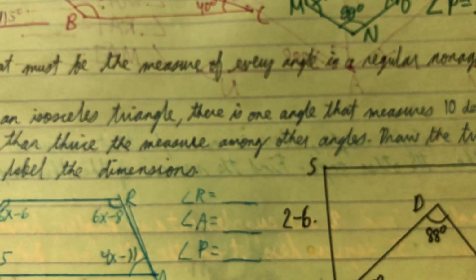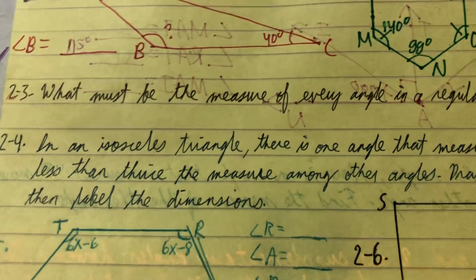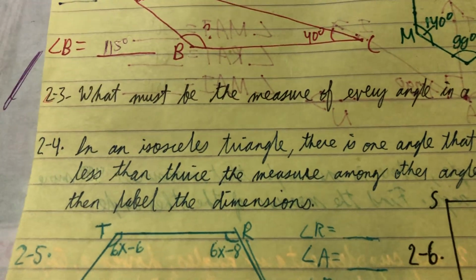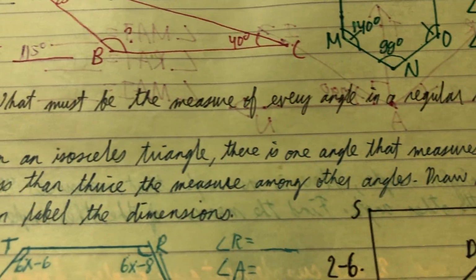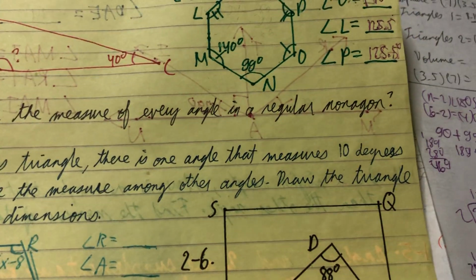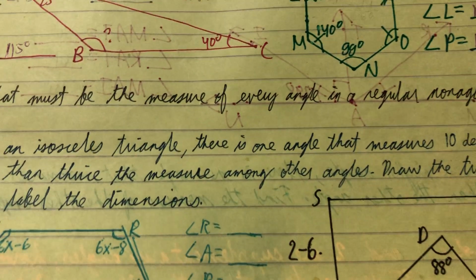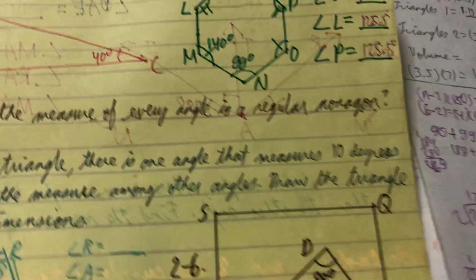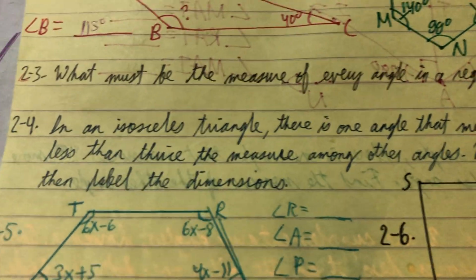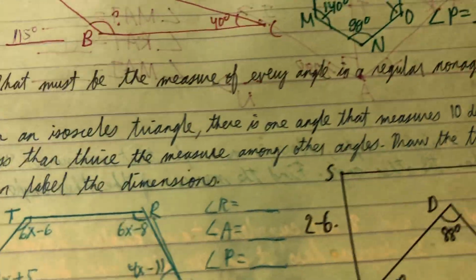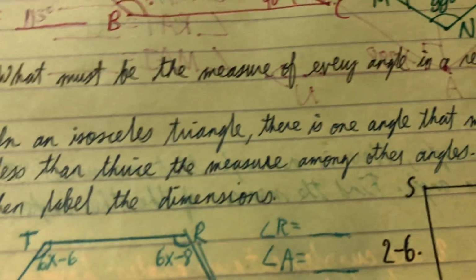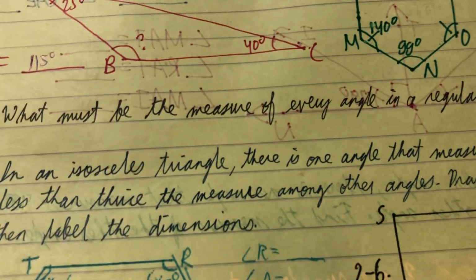Now let's go to number 4. For item 2-4, in an isosceles triangle, there's one angle that measures 10 degrees less than thrice the measure of all other angles. Draw the triangle, then label the dimensions. Ayan, this one's a bit tough. But don't worry, I'll give you a clue for that matter.